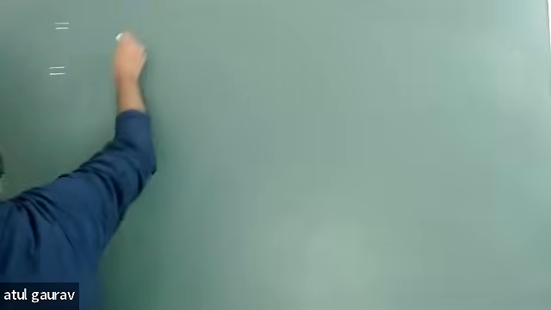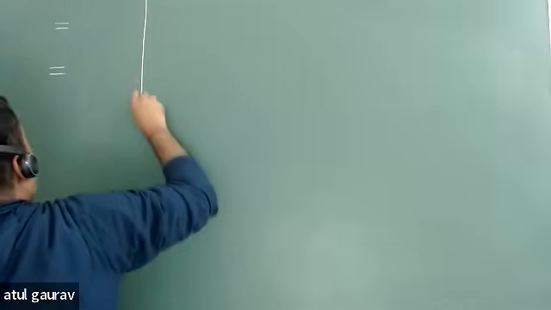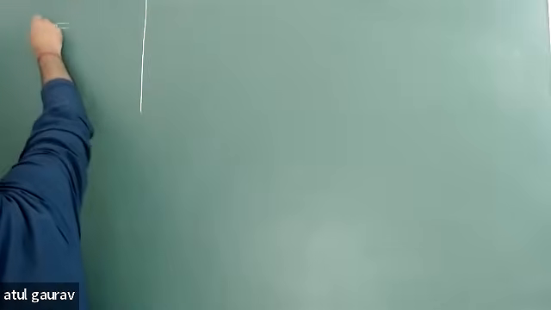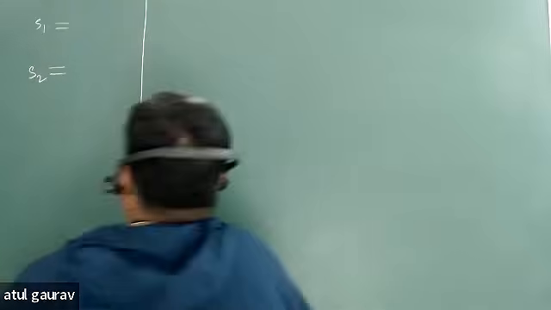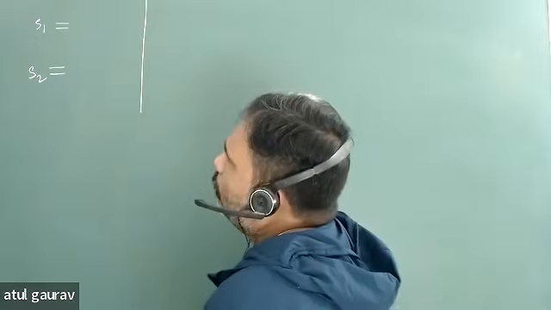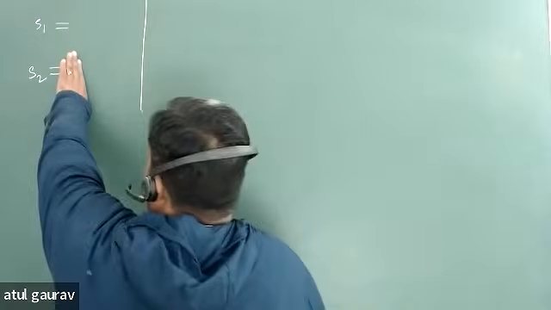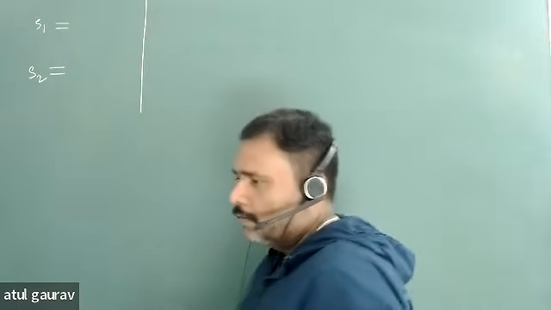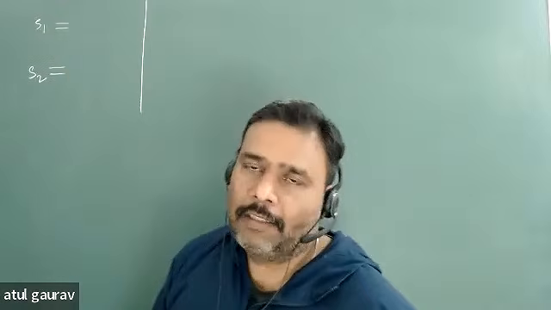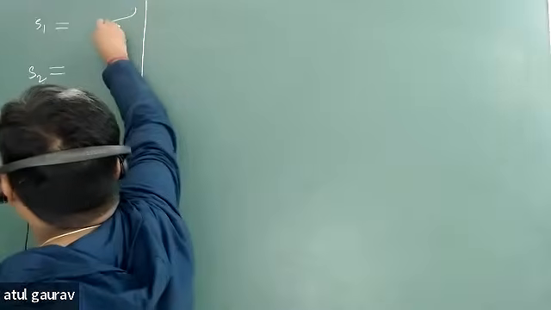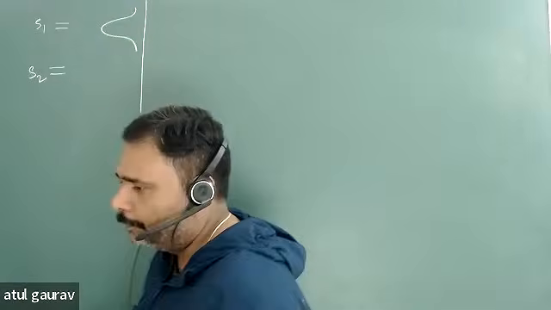This is your two slits. This is my screen. This is my S1. This is my S2. Now, I am just going to cover this S2. What will happen? Electron will pass from S1. So, we have this kind of situation.